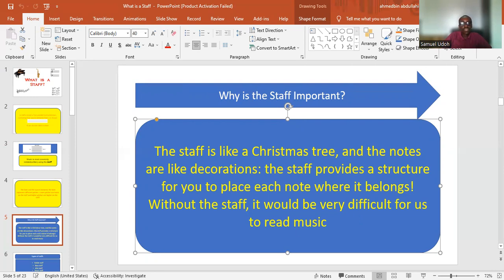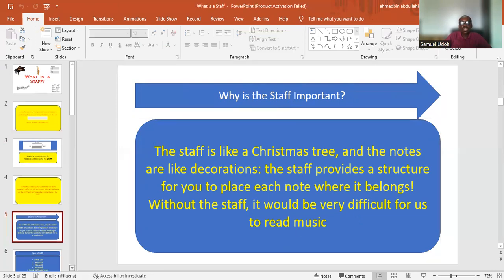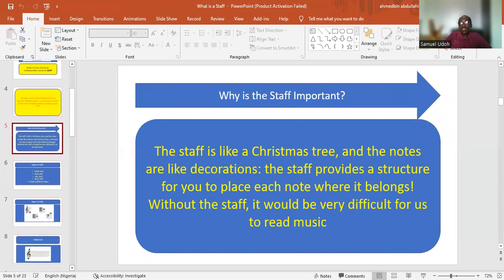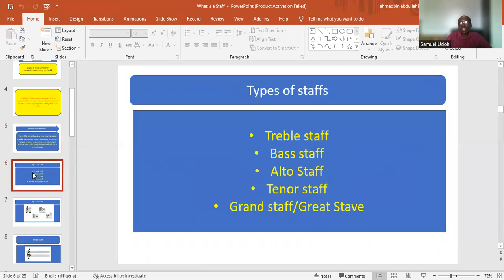Okay? So it's very important. Let's assume you recorded the music and at the end of the day, the recording was lost. Then that means that music is lost. But once that music has been transcribed into a staff, it can be sung from generation to generation. So it will be very difficult for us to read music without the staff.